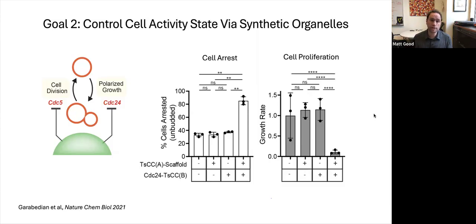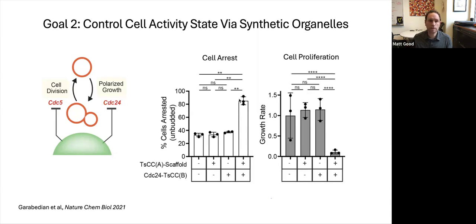And so I'm showing data here for targeting CDC24. Normally, there's about 40 to 50% of cells that are arrested or unbudded. If you just express the scaffold, nothing happens. If you just tag the client, nothing happens.